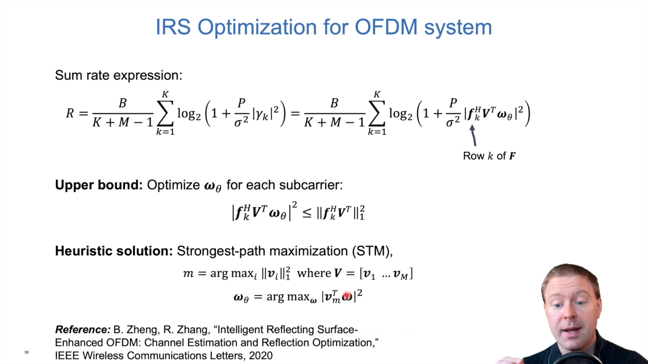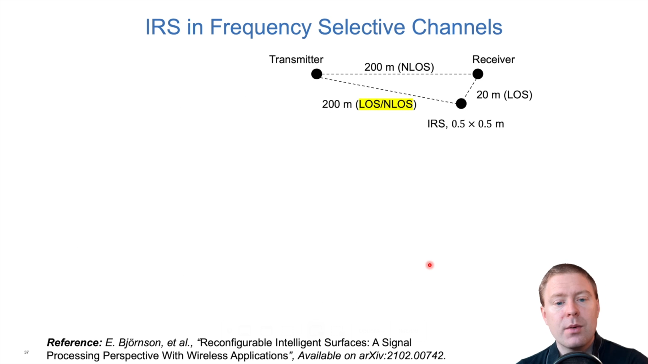So the idea is that if one of these taps here is containing a strong signal, it probably comes from a line of sight or strongly reflect the signal, and then we should focus on that one because it will dominate over the entire frequency band. And here is an example of what can happen in that case.